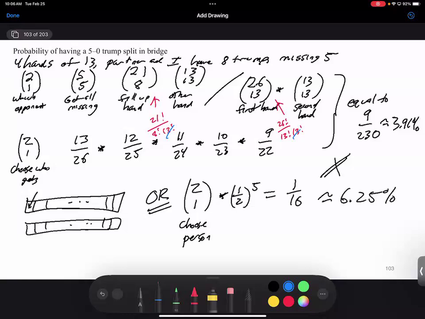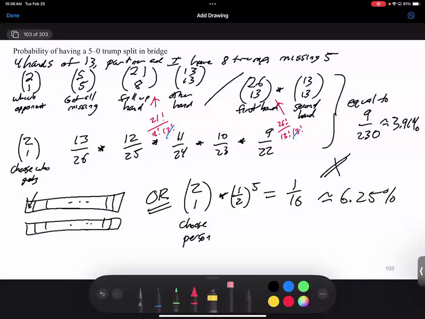13 26ths. I take my first spade, and maybe I can interpret that as the probability the first spade goes to East. There are 26 slots it can go into, 13 belong to East. For the next one, the 12 25ths, there are now 25 spots left. How many of those spots are available for East? 12. And then the next one, now I have 24 slots.